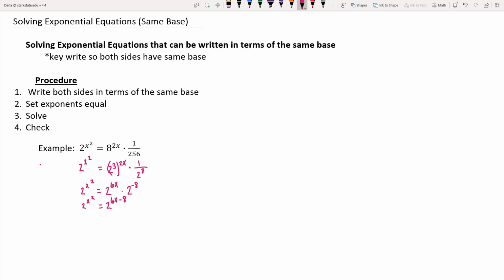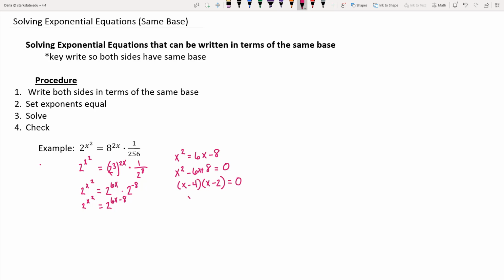So now we have like bases, we can go ahead and set the exponents equal. So we have x squared equals 6x minus 8. You're now solving an equation with a quadratic, so you should move everything to one side of the equation, so that one side is 0. If you can factor, factor. If you can't, use the quadratic formula. In this case, we can factor. Negative 4 and negative 2 multiply together to give us 8 and add to negative 6.